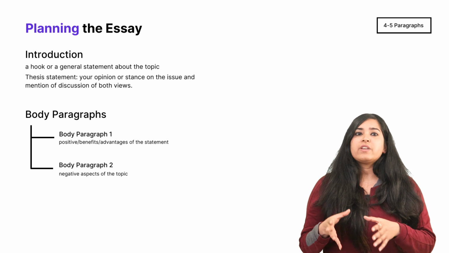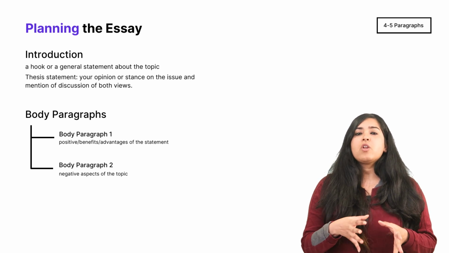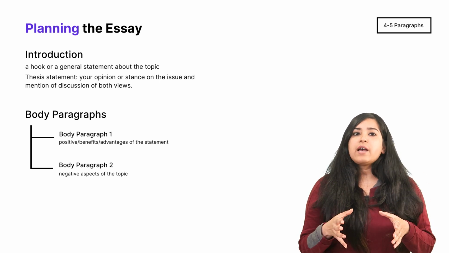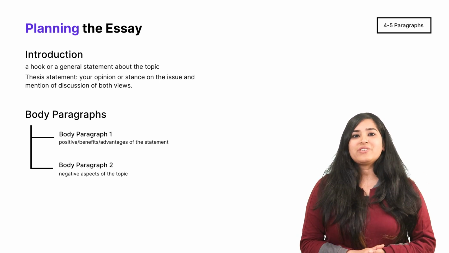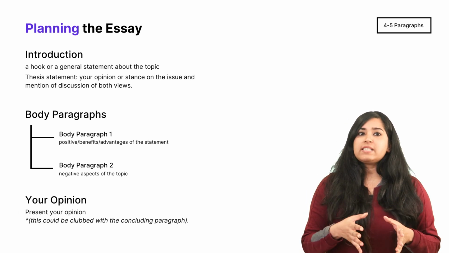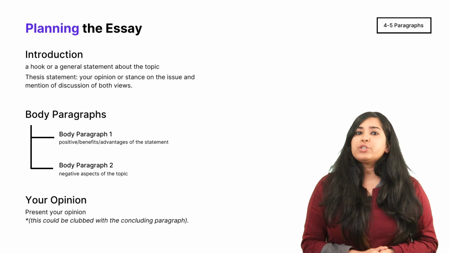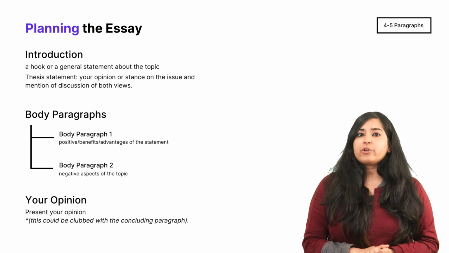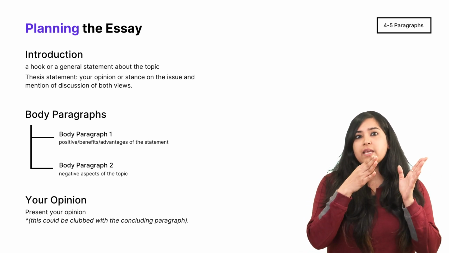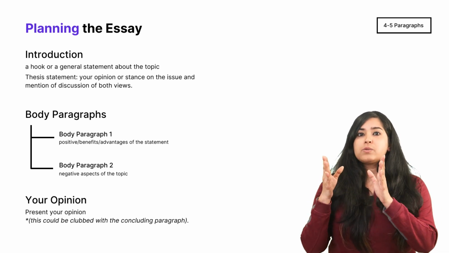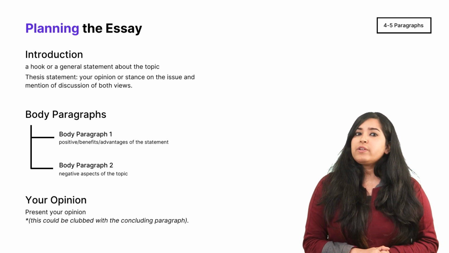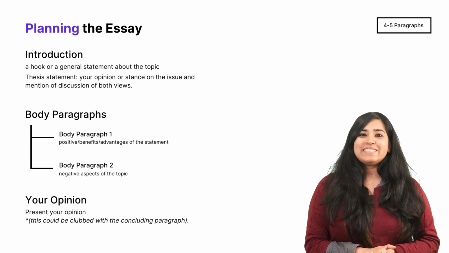Now you can choose to have another body paragraph to present your opinion, or you can include your opinion in the concluding paragraph. If you're going to have a separate paragraph for your opinion, here's what you can do. You'll be presenting your opinion on the issue based on the arguments presented in the previous paragraphs. Make sure you clearly state whether you believe in the statement or not. Now, with regards to our sample question, you should state whether you think technology has made our lives more convenient, has caused more harm, or if you hold a nuanced view. You will also need to briefly mention the key reasons for your opinion.